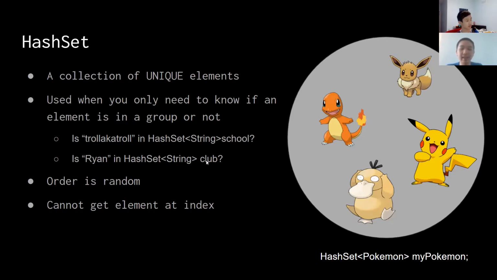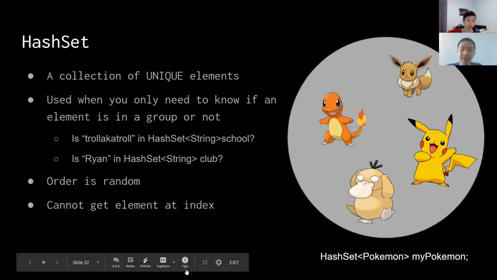I can check if I'm in a hash set that's called club. And if I'm not in the club, then it'll return false. So you can add things into the hash set and you can check whether certain objects are inside the hash set. And it's guaranteed that all the elements within a hash set are unique. That means if I'm having a hash set of numbers, I can't have two identical numbers inside a hash set. The order is random, and there's no indexing, like an array or an array list.